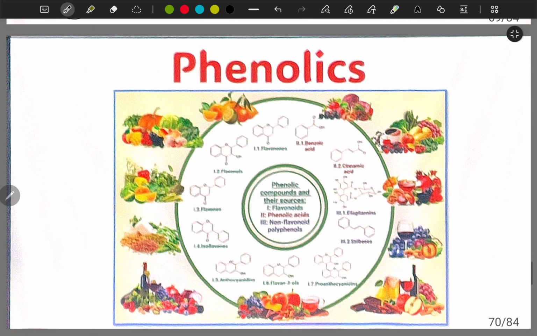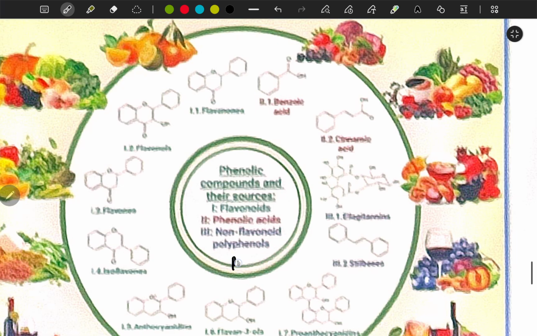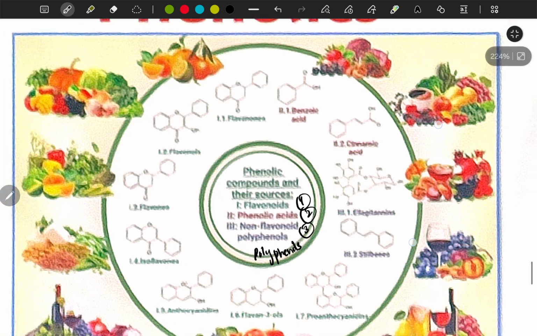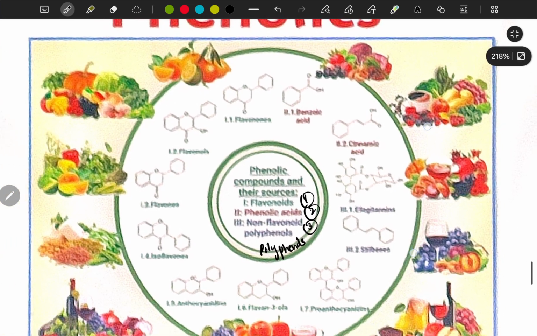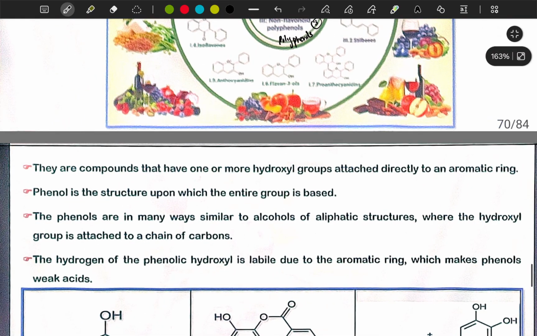Next is phenolics. Phenolic compounds and their sources: flavonoids, phenolic acids, and non-flavonoid polyphenols. These are compounds that have one or more hydroxyl groups attached to an aromatic ring.